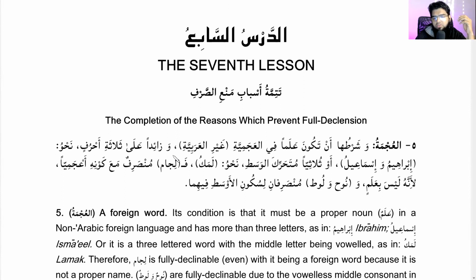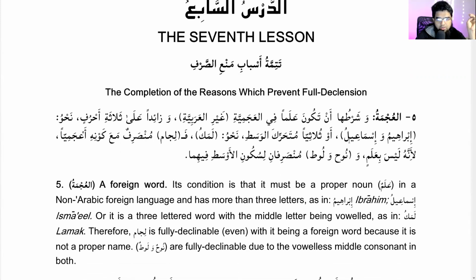So what will happen if it is 3 letters? Because it's 3 letters, Arabs made it 3 letters, and the middle letter should be a sukoon, like George. The name George in Arabic, it is munsarif, Jurjun, Jurj, because it's easier to say, so they made it munsarif. Like Ibrahim or Ismail. So Ibrahim is more than 3 letters, right? And it is foreign. It's not an Arabic name. أو ثلاثيا متحرك الوسط. Or it could be 3 letters, with the middle letter being voweled.